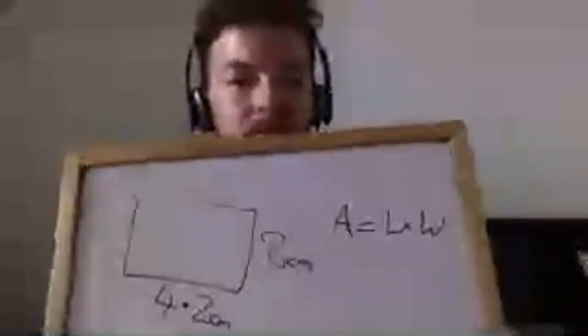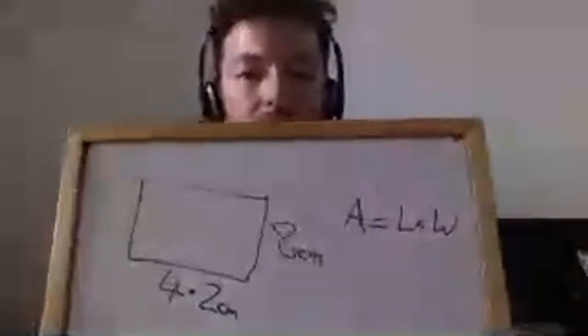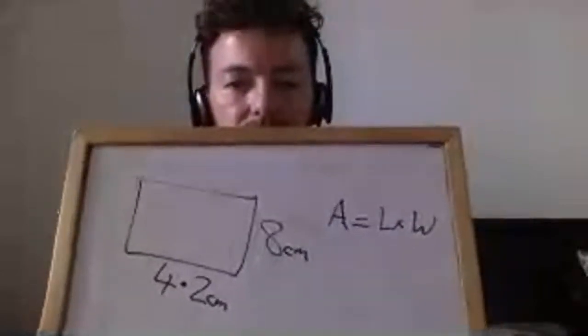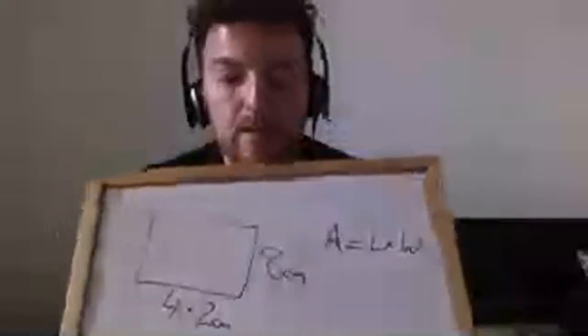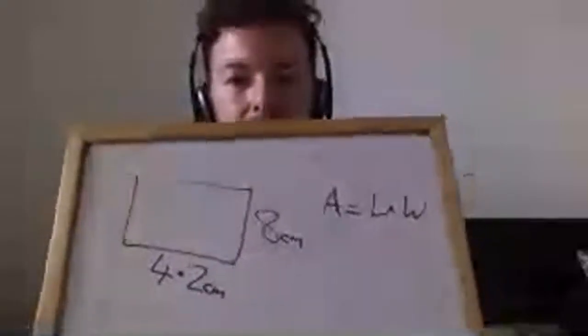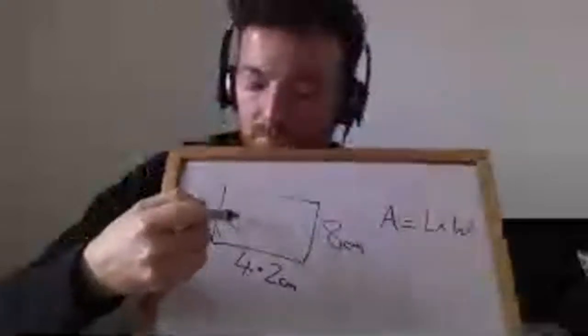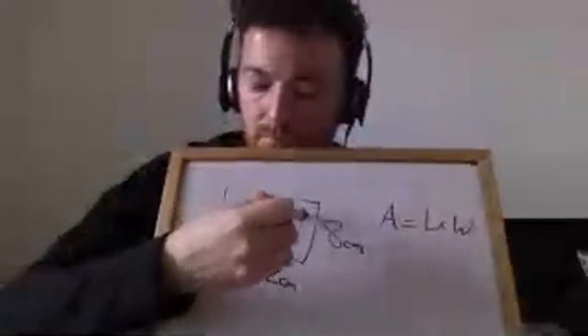Okay, there we go. So this time we've got another rectangle, measures 8 centimeters and 4.2 centimeters. Let's see, can you work out what the area is? And remember, the area is always the inside space. So it's the space inside the shape, okay? Space inside.